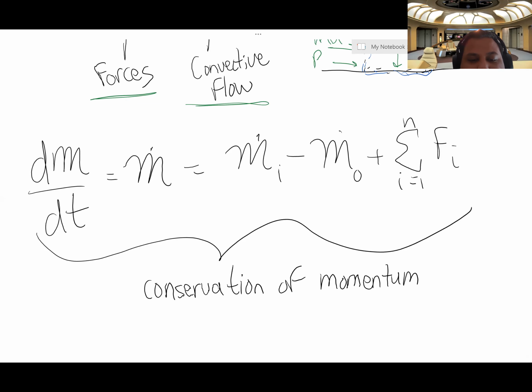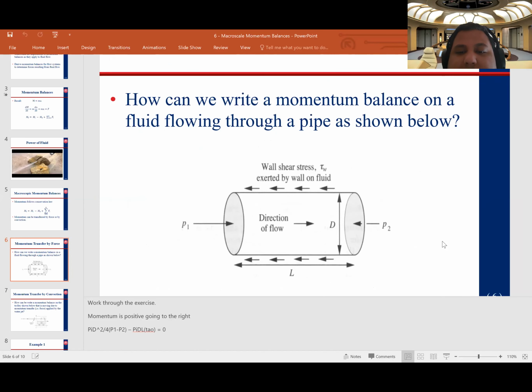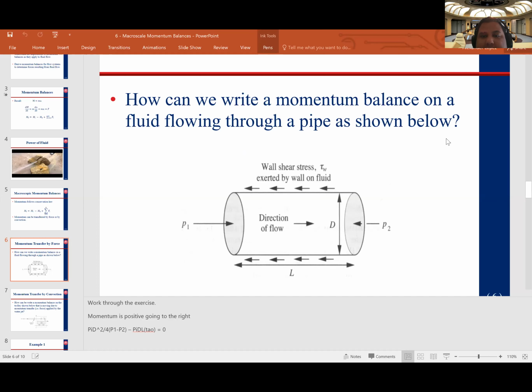So let's consider an example, which is in this image that I'm showing here, which is flow through a pipe. If I make my system some volume element of my pipe, how can we derive a momentum balance for the fluid flowing through the pipe as shown below, considering all the forces that are shown involved in terms of convective flow, pressure, and shear stress that's being exerted in this system.